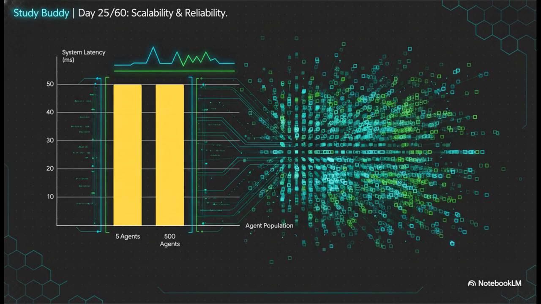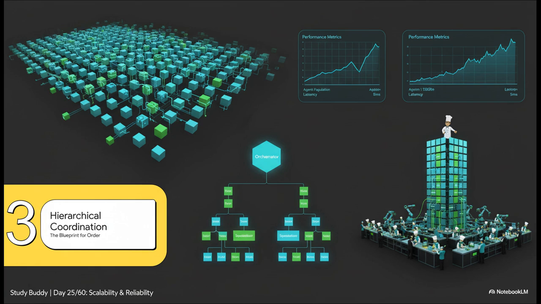And the results? Well, they speak for themselves. Check this out. As the number of agents skyrockets from 5 all the way up to 500, look at what happens to the system's latency. Absolutely nothing. It stays flat. Your performance remains totally rock solid. That is the power of a modular, distributed design. It just works.